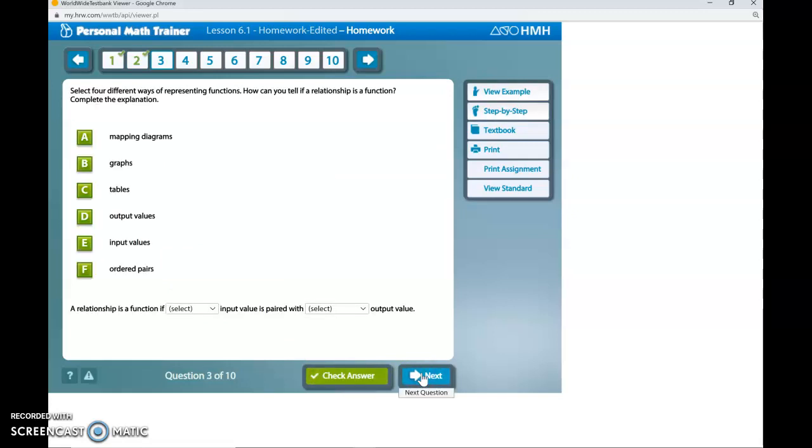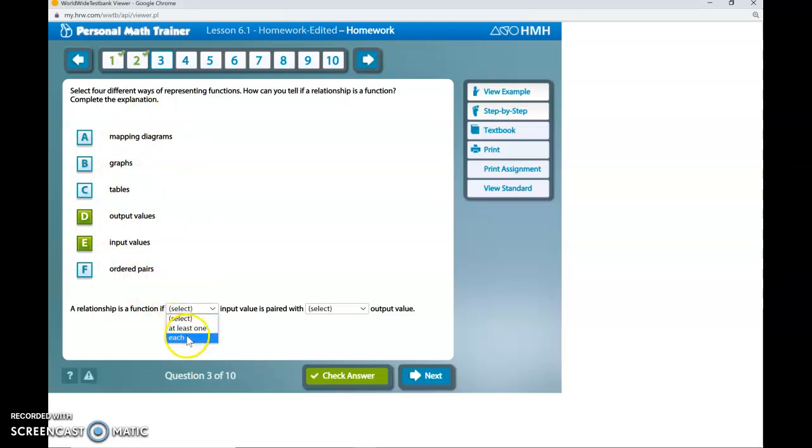Most of the rest of the problems are all the same. They're going to be asking about whether things are functions or not. If you remember from class, we talked about mapping diagrams, that's the one with the 2 circles. We talked about graphs, tables, and ordered pairs, input and output. Those 4 ways are how they're going to show us the function.